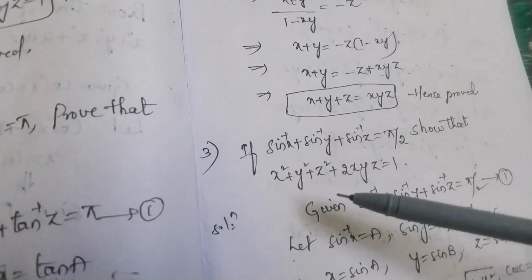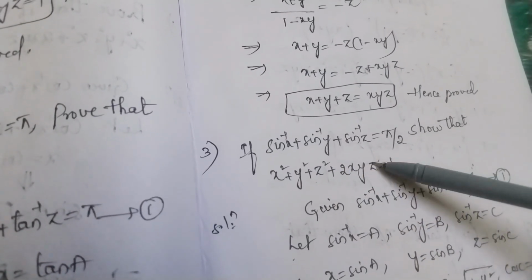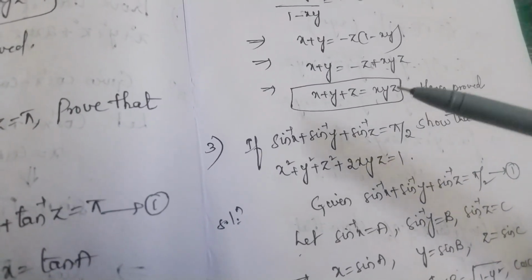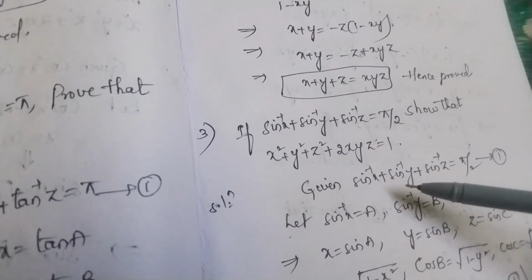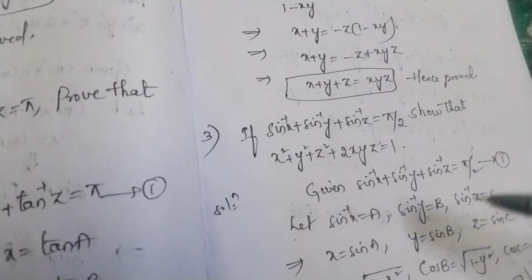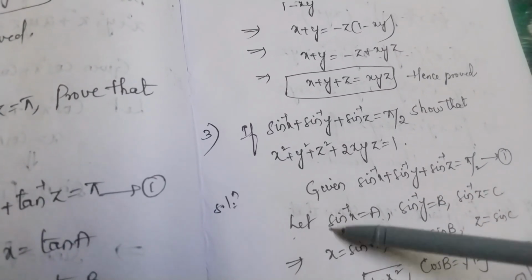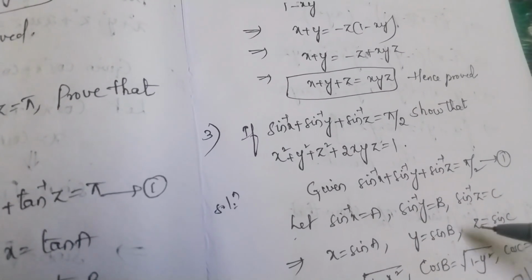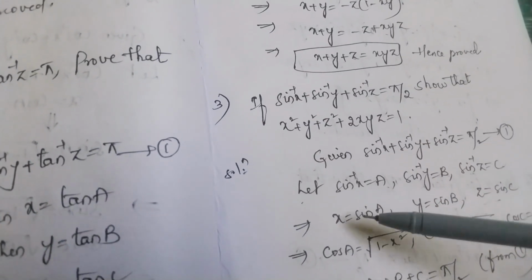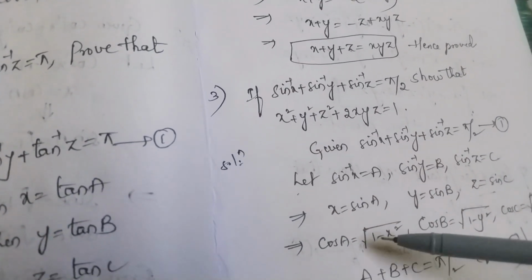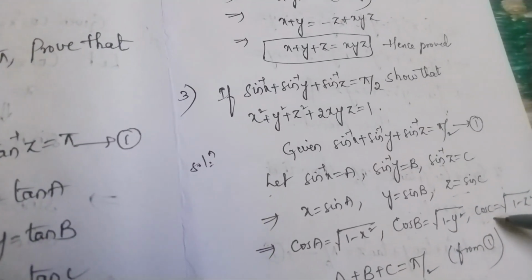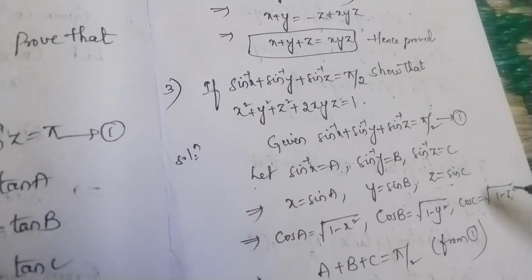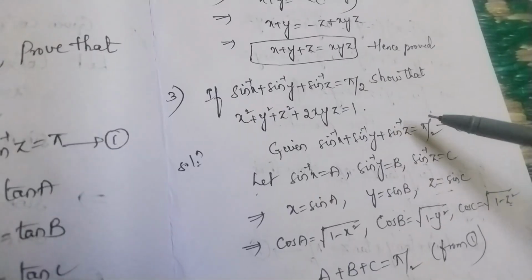The next question is, if sine inverse x plus sine inverse y plus sine inverse z is equal to pi by 2, then show that. Again the same thing, but the trigonometric function is in sine form. So here also we take sine inverse x is equal to a, sine inverse y is equal to b, sine inverse z is equal to c. So from this we get x is equal to sine a, y is equal to sine b, z is equal to sine c. If sine a is equal to x, then cos a will be under root of 1 minus x square, cos b is under root of 1 minus y square, and cos c is under root of 1 minus z square.